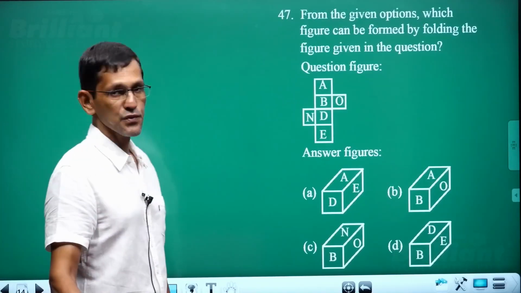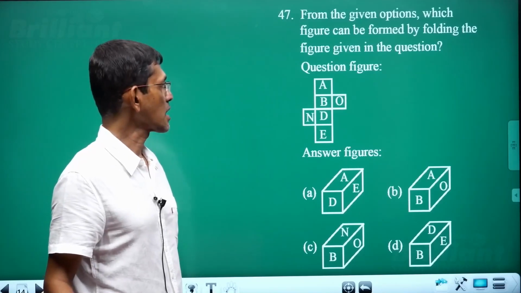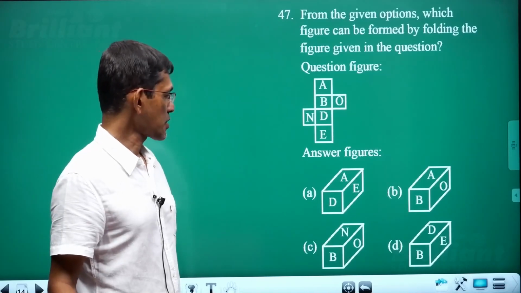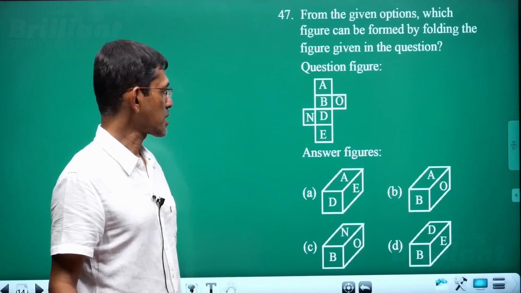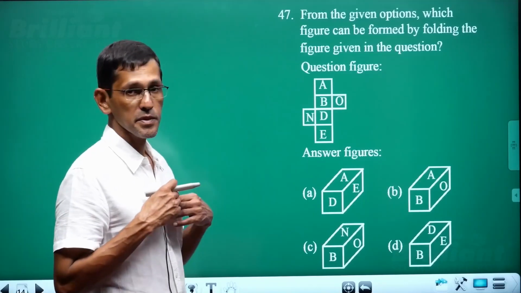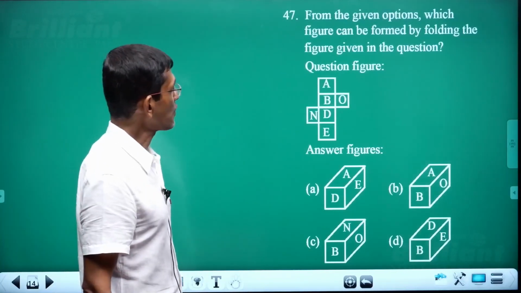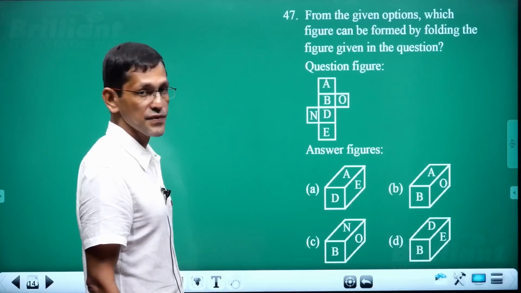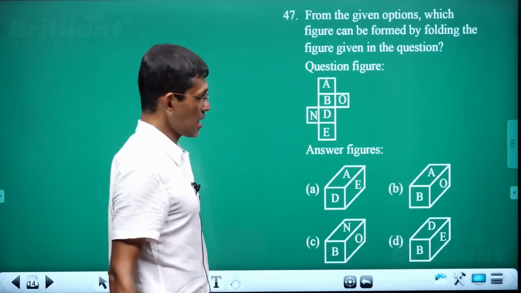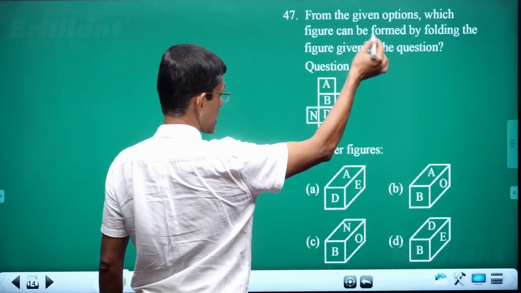From the given options, which figure can be formed by folding the figure given in the question? Possibly, if you have a piece of paper, that would be really easy. Let me find a piece of paper. Question figure, this is the question figure, A, B, O, N, D, E. And the answer figures. So from the given options, which figure can be formed?